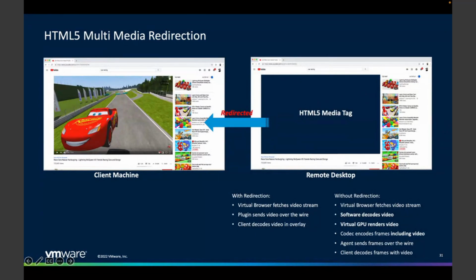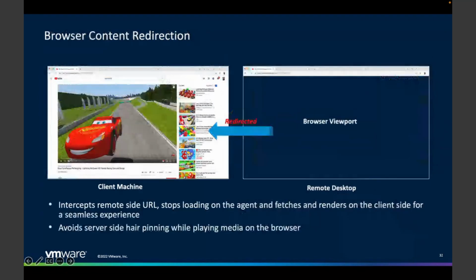So is this the only way to do it? Well, no. We have another method, called browser content redirection. What we do here is that the whole viewport of the browser is loaded in an overlay on the client. The advantage of doing it this way, instead of just doing the video, is that if you take YouTube and it has a commercial nag or anything like that, it's now also included, whereas with the other method, it might show you a black bar.